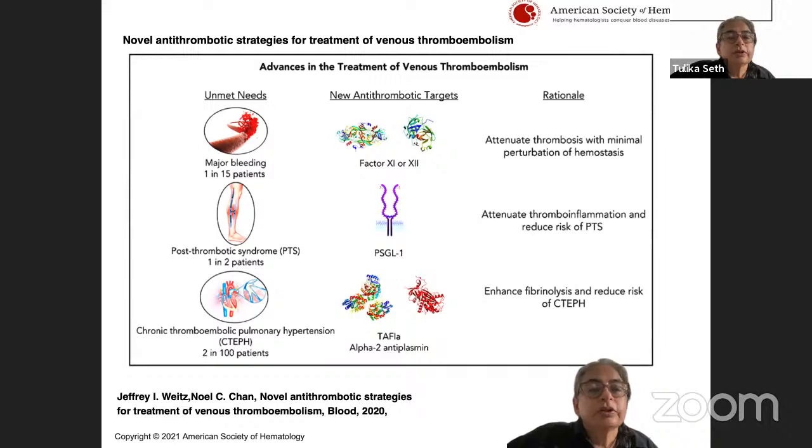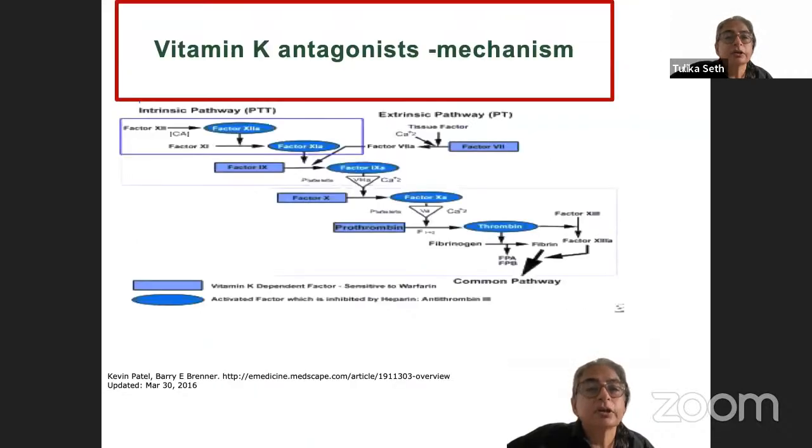So there are still some unmet needs. We know that anticoagulation can lead to bleeding. We know that post-thrombotic syndrome can occur even in about half of the patients. There is unfortunately not very good treatment for that. Patients who have had pulmonary embolism can go on to develop pulmonary hypertension. So there are still a lot of issues with the treatment, and that is both in adults and pediatrics.